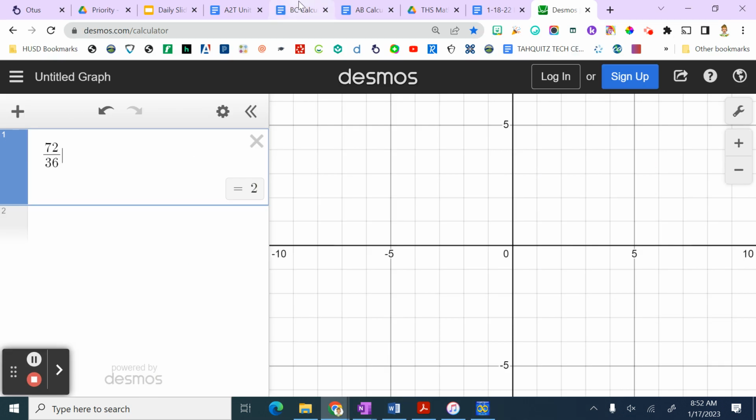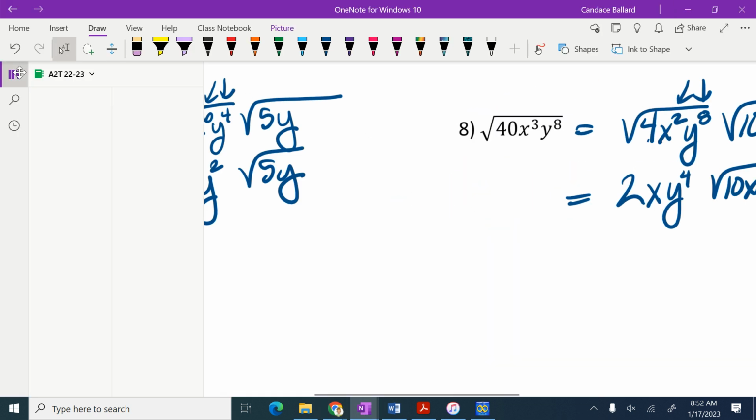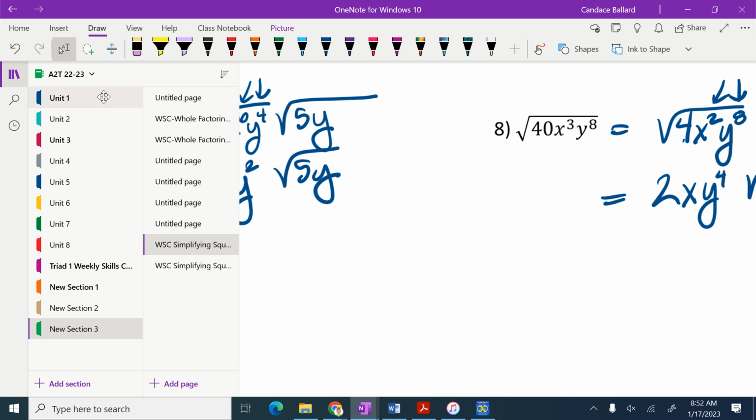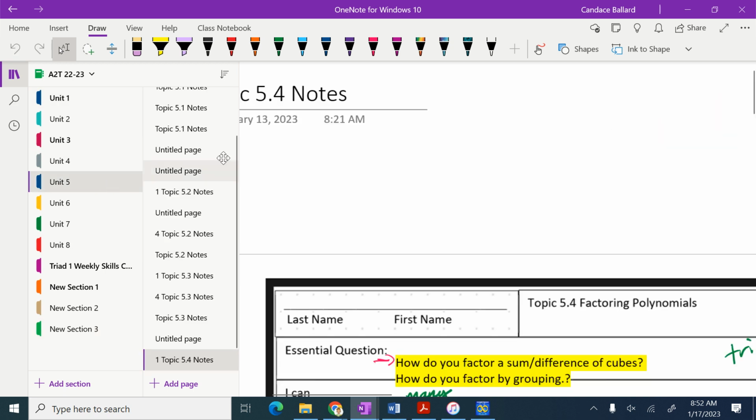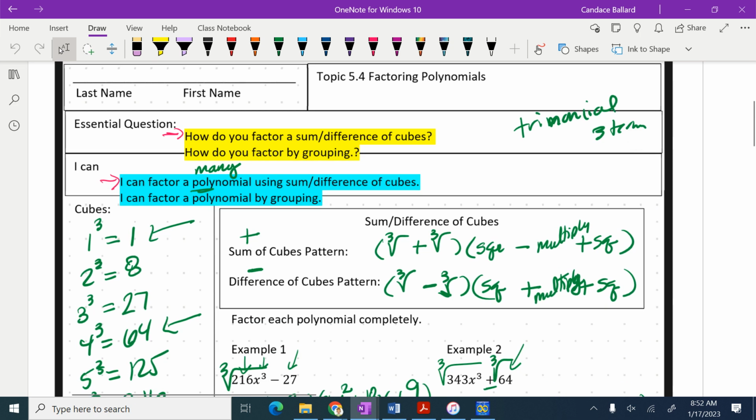Okay, we're going to switch over to our other notes. So we started these notes on Friday. Okay? If you were on paper, you only had half of it. I didn't print the second page. The second page is back here if you're on paper and you need that. Okay. So we should be right here. Review. I want you to read the second essential question and I can statement to yourself, please. Okay.